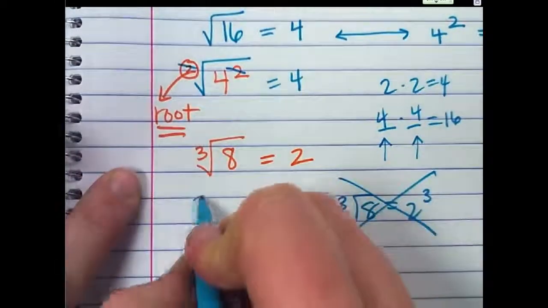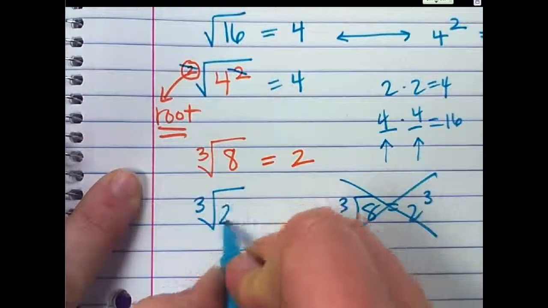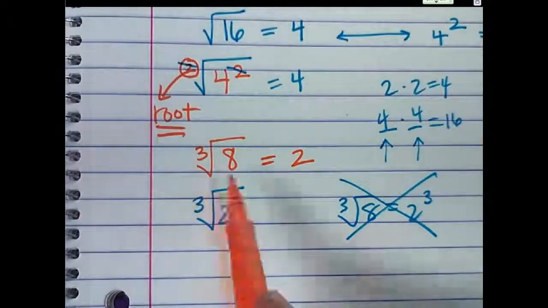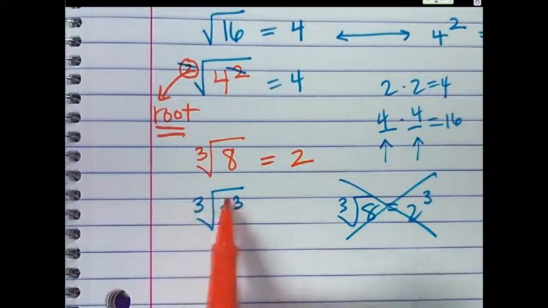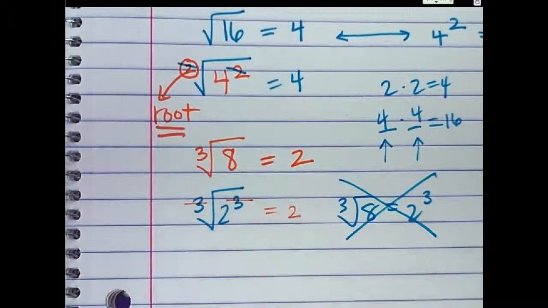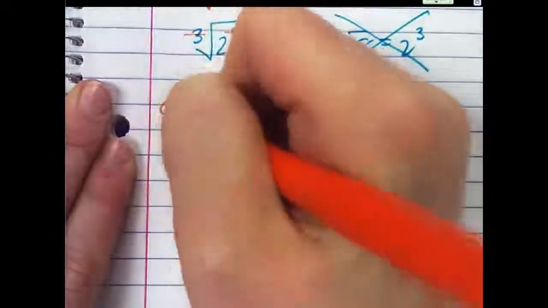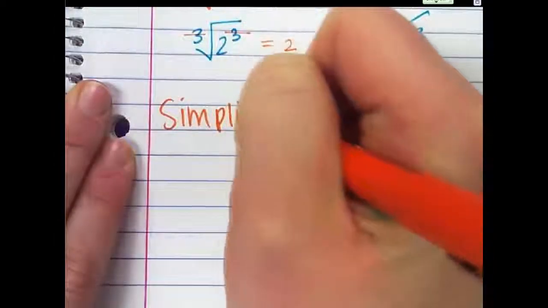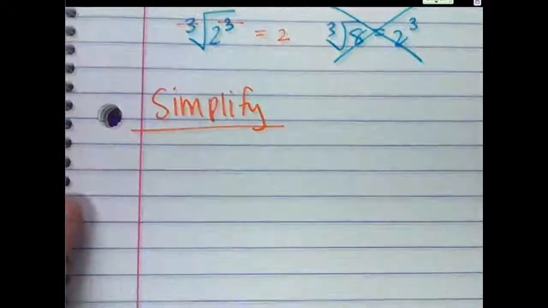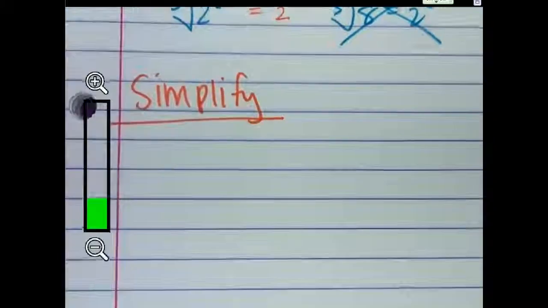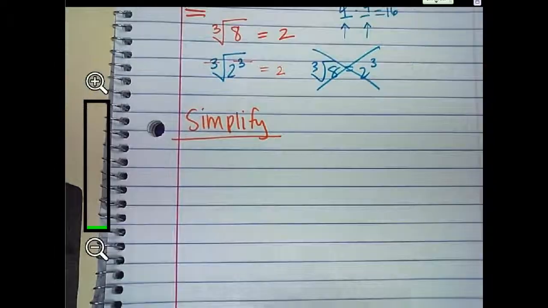Don't write 2 to the 3rd. Okay, and here's why. Let me show you again. 8 is 2 to the 3rd. These 3's cancel out. That's why you just get a 2. Okay, so the exponent goes away. So we're going to do several examples today. They go real quick. Some of them, they're really just like one little step. Okay, number 1.